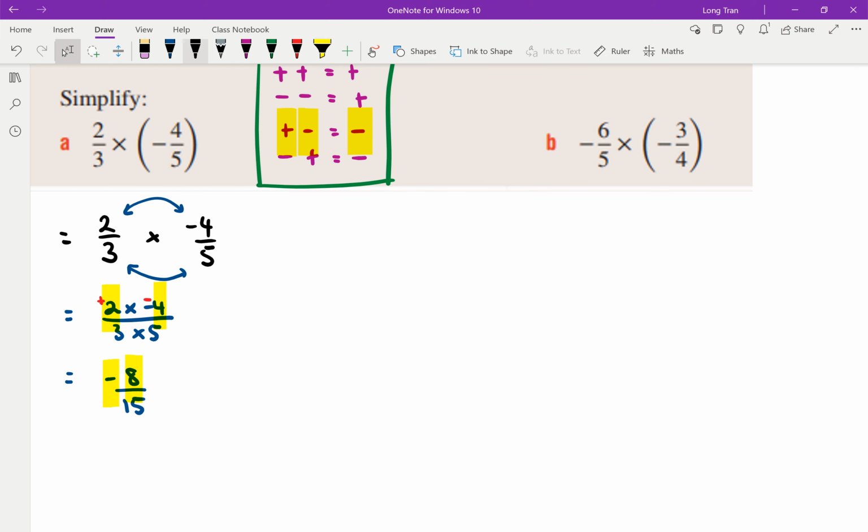I'm going to do B here. The question is -6/5 multiplied by -3/4. Same thing again. Before I go to the next step, I check, are there any common factors? So I have a look at 6 and 5. No common factors of 6 and 5. But what about 6 and 4? Yes, there is. There is a common factor of 2. 2 goes into 4 2 times, and 2 goes into 6 3 times.